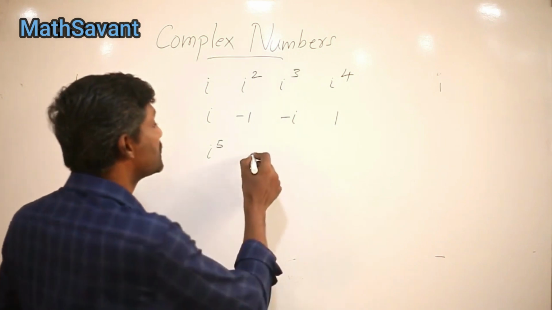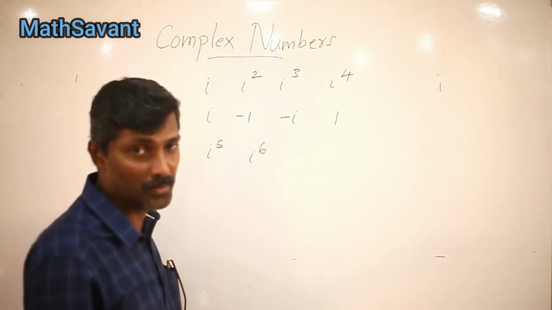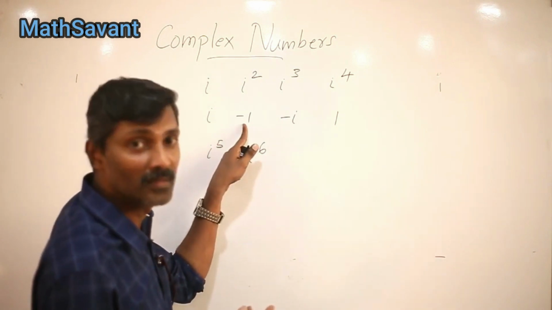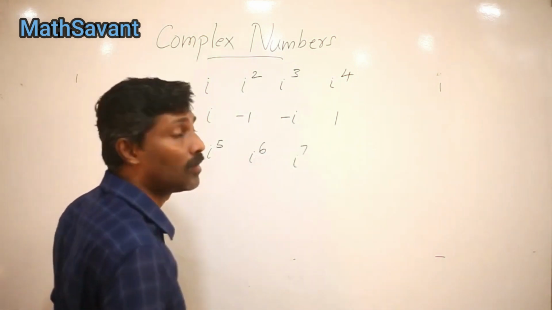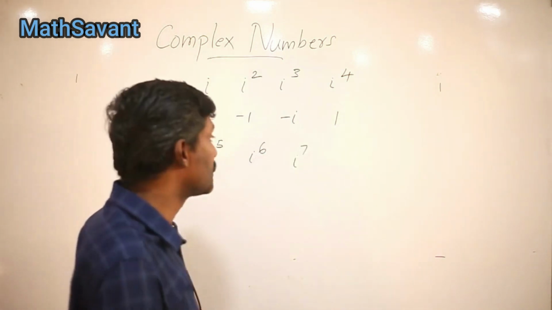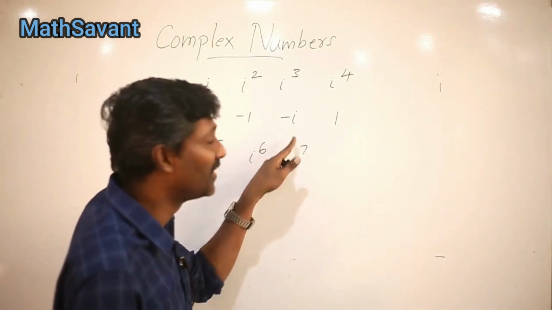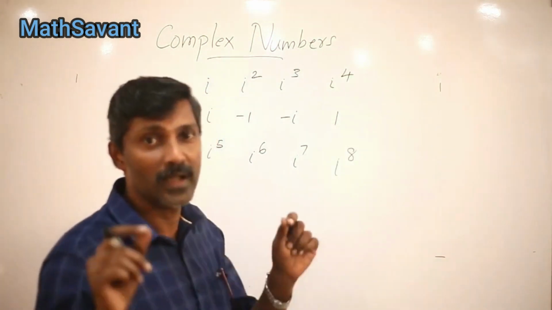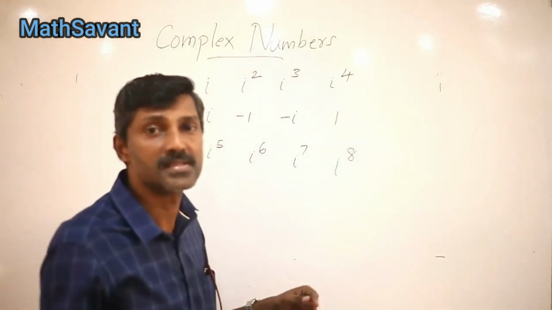And what is i raised to 6? i raised to 6 is i square the whole cube, which is minus 1 the whole cube, which is minus 1. And what is i raised to 7? We already found out the value of i raised to 7. It was minus i, the same as i cube. And what is the value of i raised to 8? It is nothing but i raised to 4 the whole square, and i raised to 4 is 1, so 1 square is again 1.